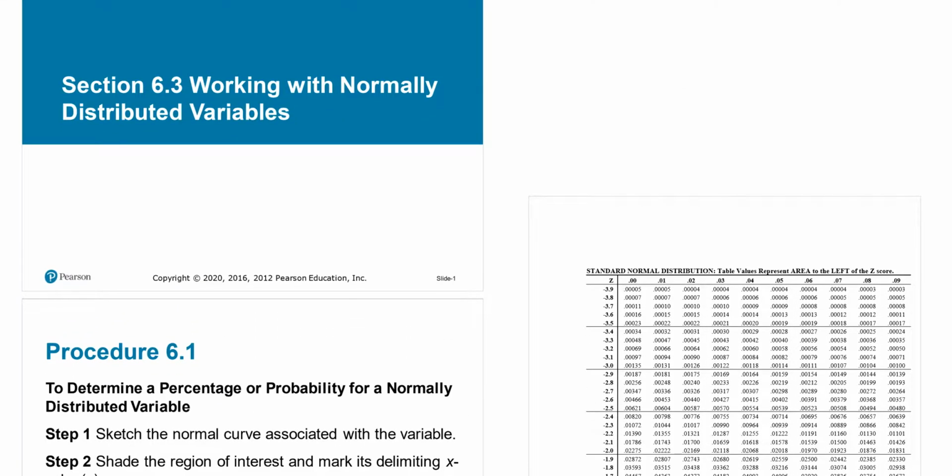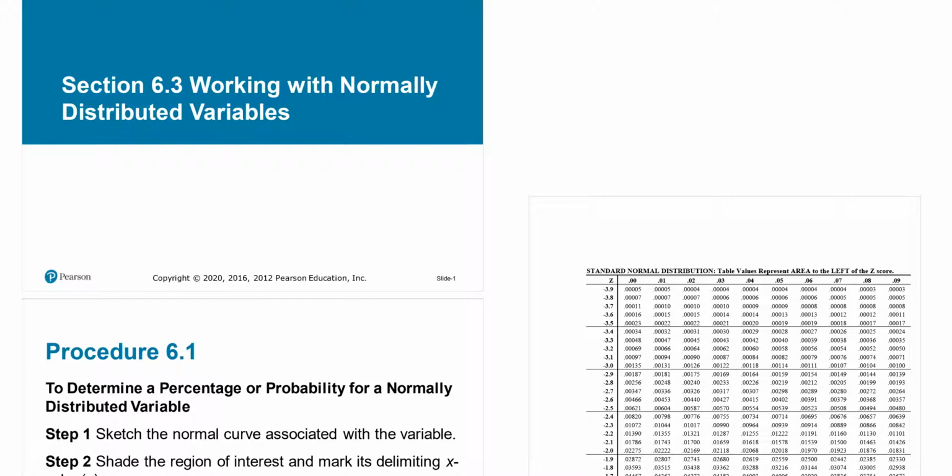Section 6.3, working with normally distributed variables. Distributed variables means the x variable. In this section, we are interested in finding the percentage of all the possible observations of a normally distributed curve or normally distributed variable that lies within a specific range.